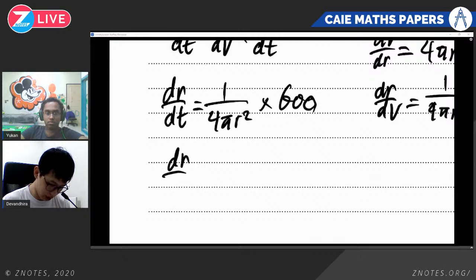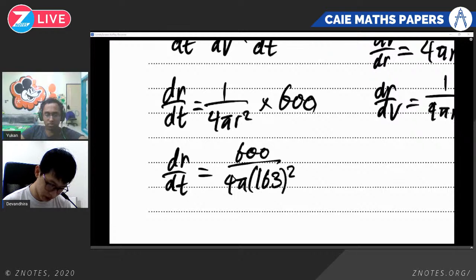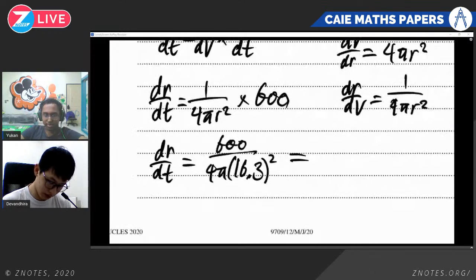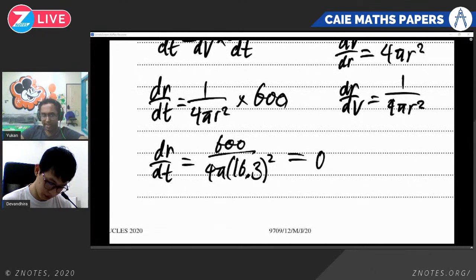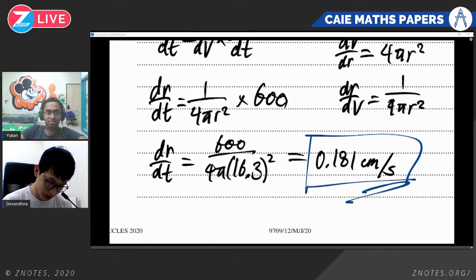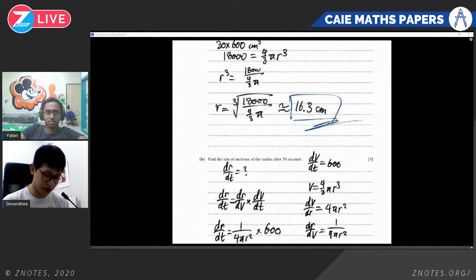So we have dr/dt is equal to 600 over 4 pi times 16.3 squared, the last answer that we got. All right, can you help me with this? That would be 0.181 centimeters per second, right? Is that our final answer? Yeah, that's our final answer. Don't forget to box it. And we're done. Easy 5 marks.